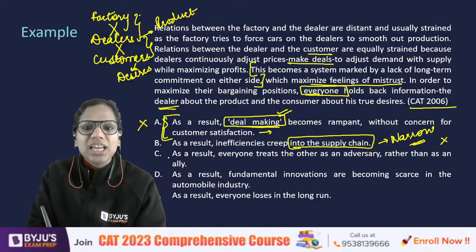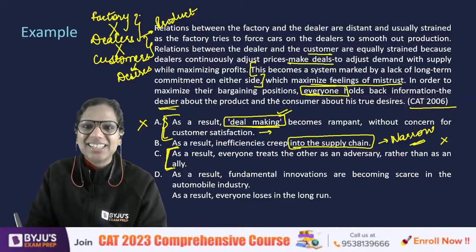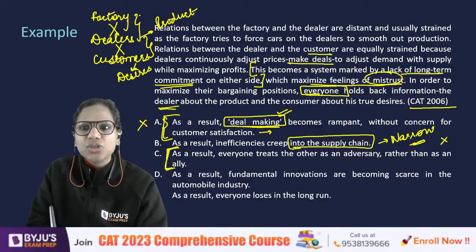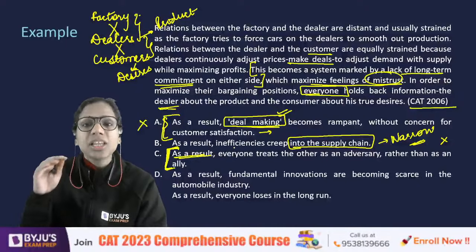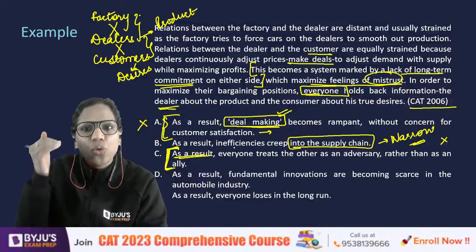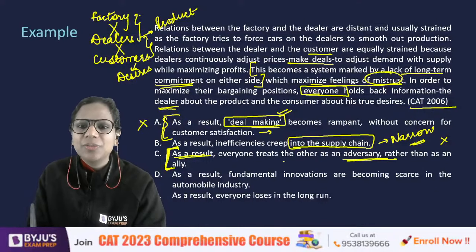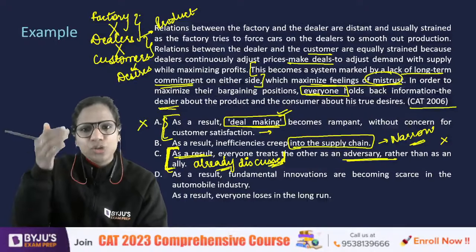Eliminated. As a result, everyone treats the other as an adversary rather than as an ally. This is something that has again already been discussed, that there is mistrust. There's a lack of long-term commitment. So this is not a result really. This is something that happens, and because of this, something else is going to happen. When everybody mistrusts the other party, what is the result? That is what you had to capture in the last sentence. This idea of not trusting, this idea of treating the other as an adversary, already discussed. It is not a result. It is rather something that happens before to result in something else.